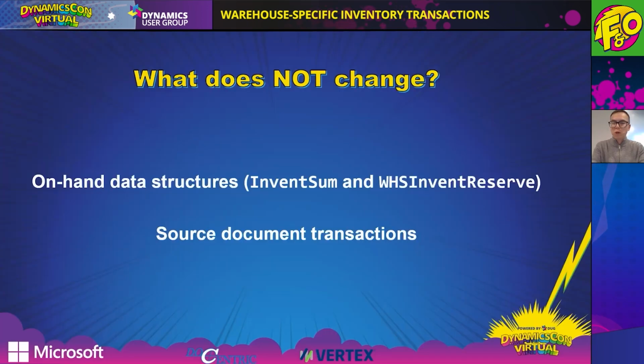I wanted to stress once more what does not change. We don't change on-hand data structures. InventSum and WHSInventReserve remain absolutely the same. All your on-hand forms, extensions, location directives, and so on can remain absolutely the same. And we also don't touch source document transactions. All we have described so far applies only to warehouse works and warehouse containers. All your sales transactions, purchase, counting, and so on remain absolutely the same.